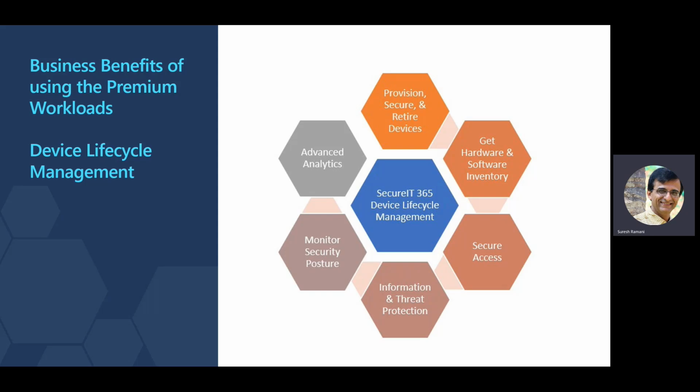Provision, secure, and retire devices. This could be new corporate devices or allocation of a device of an ex-employee to another employee. Number two, get hardware and software inventory. Very few customers have a clear idea of how many devices they own that are used by the employees. The usual process is to do a physical count, which can take days and weeks and is highly inaccurate. With our service, you can get up-to-date information on corporate and BYOD devices that are accessing the corporate information. Not only that, we can also get visibility into apps being used in various devices.